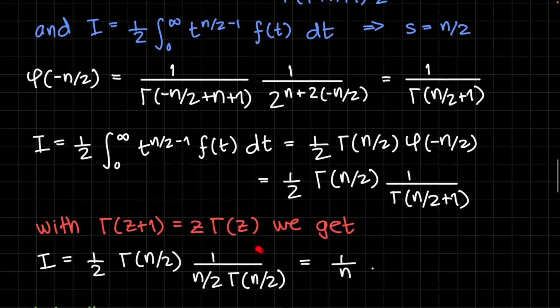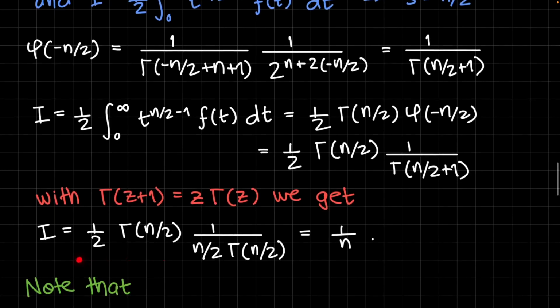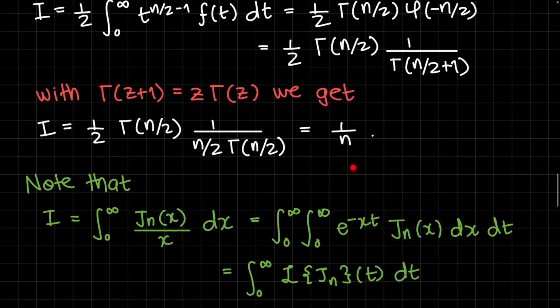Now we just use simply the recurrence relation of the gamma function. Gamma of z plus 1 is z times gamma of z. So we get I is 1/2 gamma of n over 2 times 1 over n over 2 times gamma of n over 2, because we split the n over 2 plus 1 as n over 2 times gamma of n over 2. The gammas will cancel, and so will the factors of 2, and we're just left with the simple fraction 1 over n. The simple, very nice way of doing it.